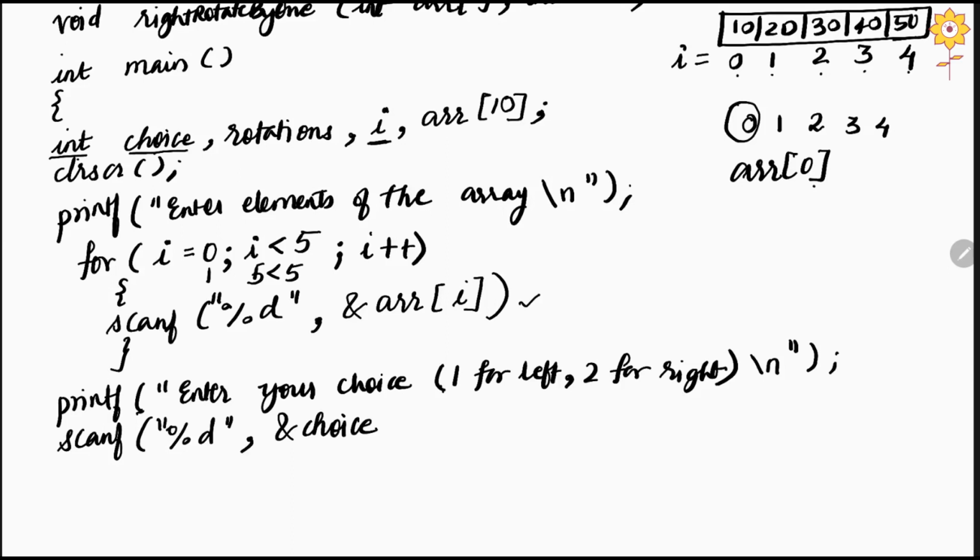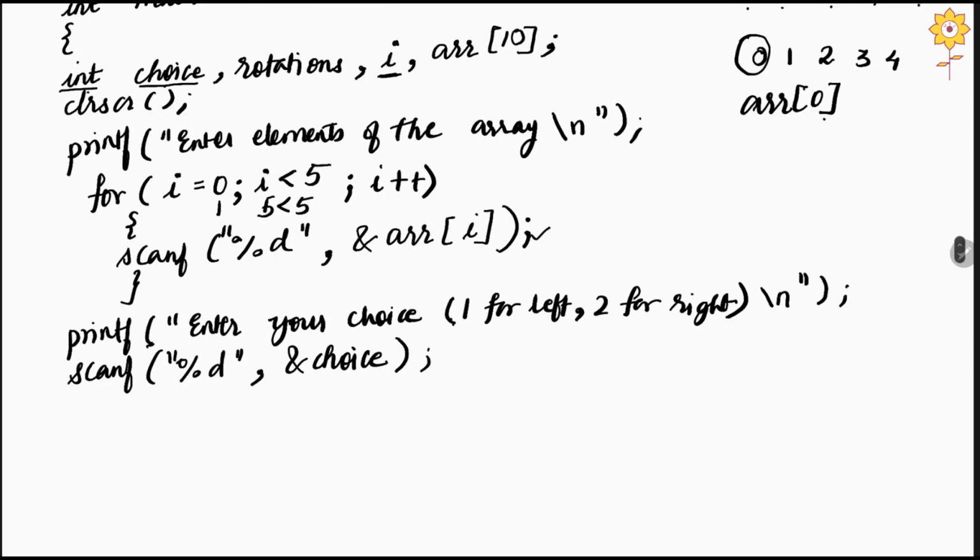Because choice is the variable name that we created while declaring the variables at the beginning. Okay. So, you write it, you close your parenthesis and then you put a semicolon. Also here I forgot to put a semicolon, you will put a semicolon. Okay. Here we have taken the choice.